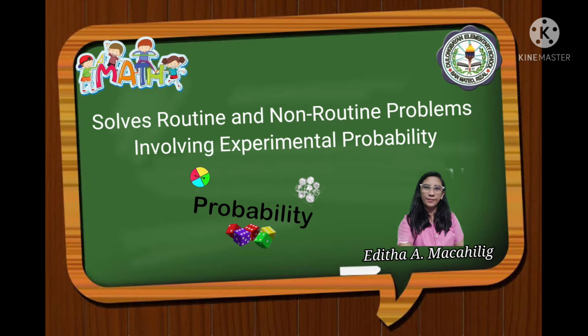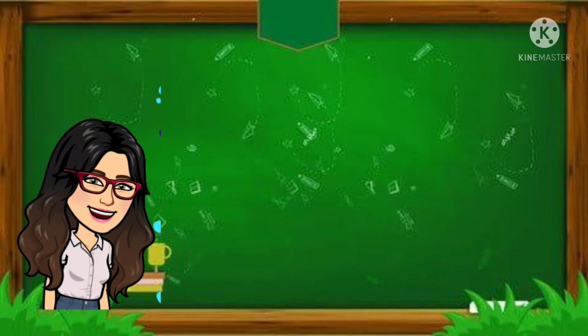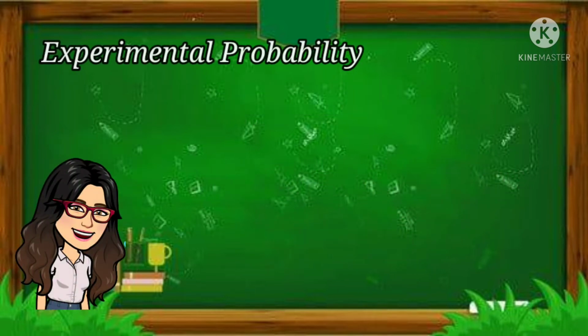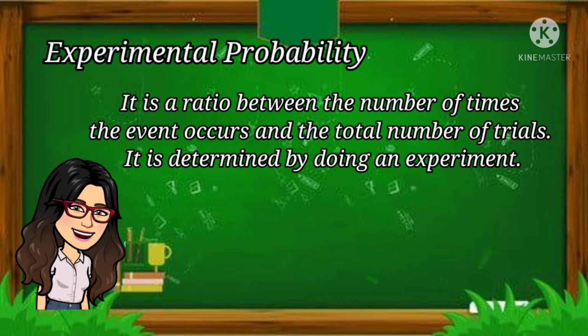Today, we will be discussing solving routine and non-routine problems involving experimental probability. Before we start, let us first define what experimental probability is. Experimental probability is a ratio between the number of times the event occurs and the total number of trials. It is determined by doing an experiment.